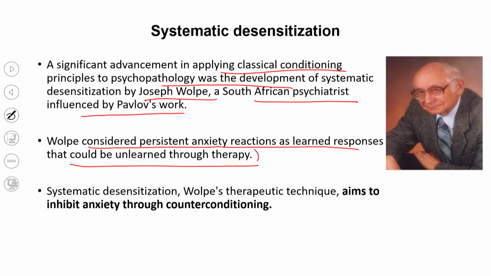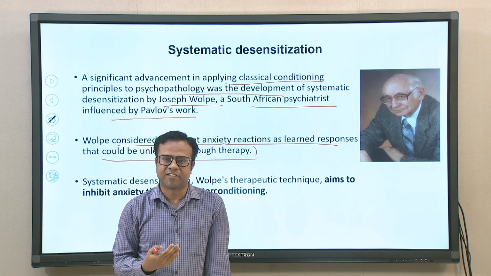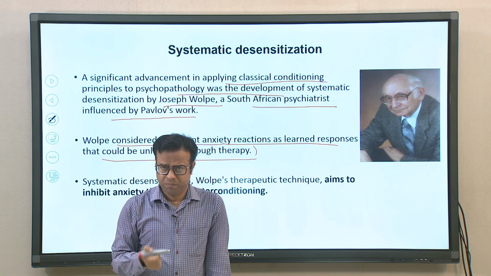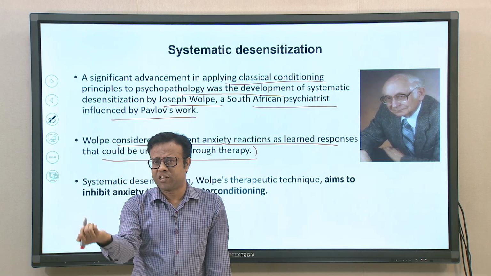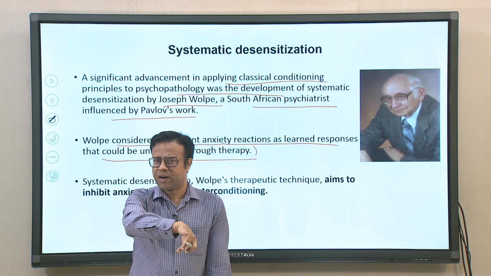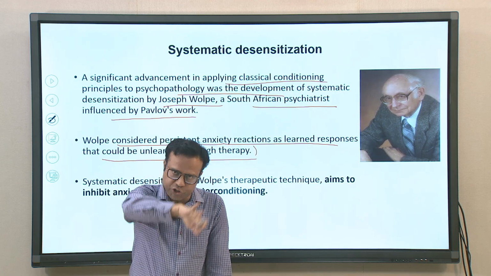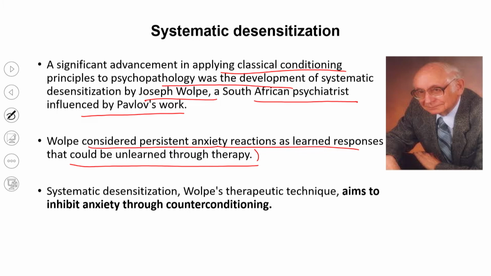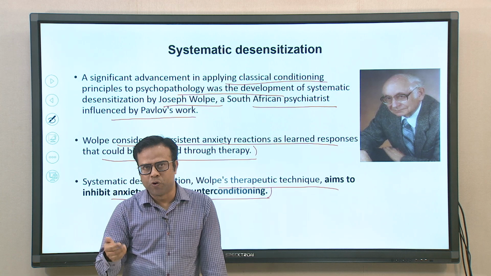A lot of people have exaggerated anxiety responses, and Wolpe said this is a learned response through classical conditioning. We learn to associate things with many fearful objects and so on. So, this can be unlearned using the same principle, counter conditioning. Systematic desensitization, Wolpe's therapeutic technique, aims to inhibit anxiety through counter conditioning. The aim is that, using counter conditioning, the anxiety response is slowly decreased and finally removed from the people who experience it.